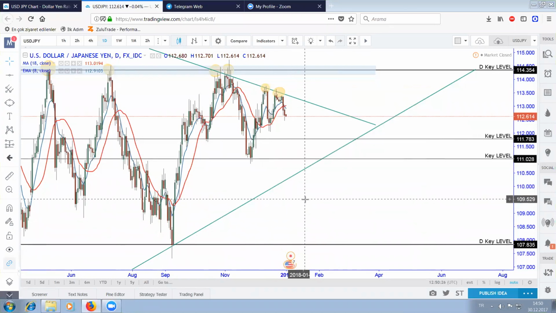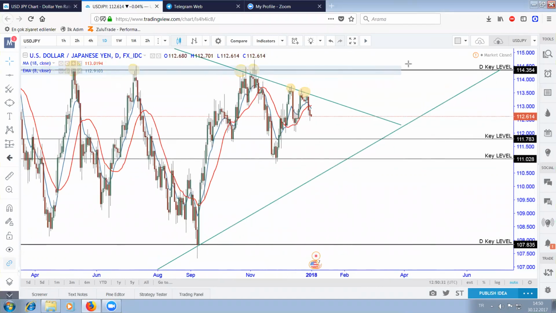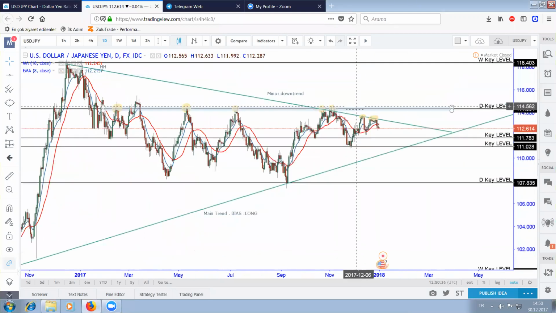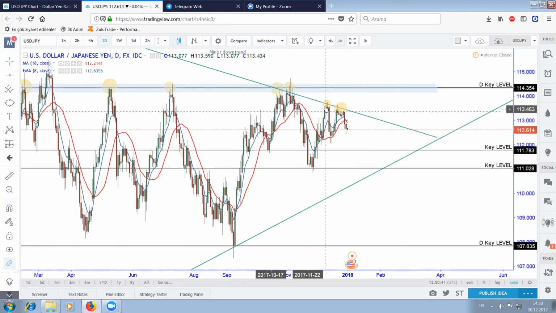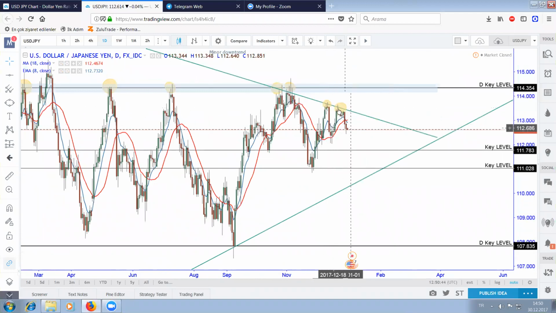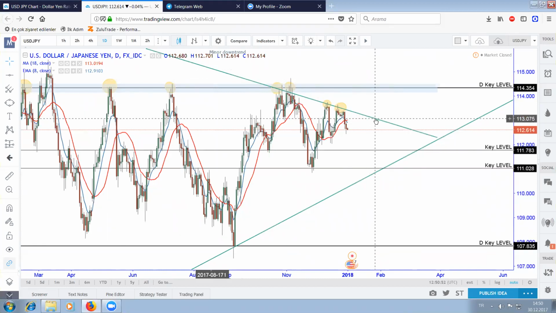So here we are with part 2. Okay, where we stopped is here. What we mean by adding the minor trend line, minor downtrend as we called. So we added that and we noticed that we have 2 more rejections here. So we saw it and we just passed the daily key level. We got a downtrend at the same time.